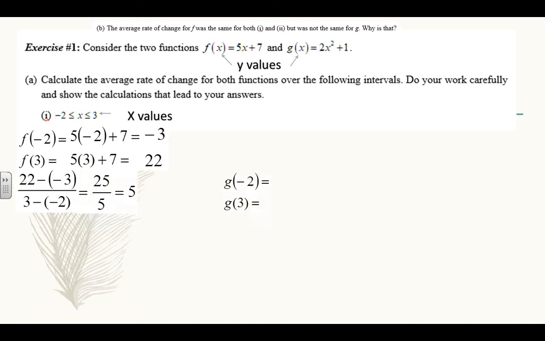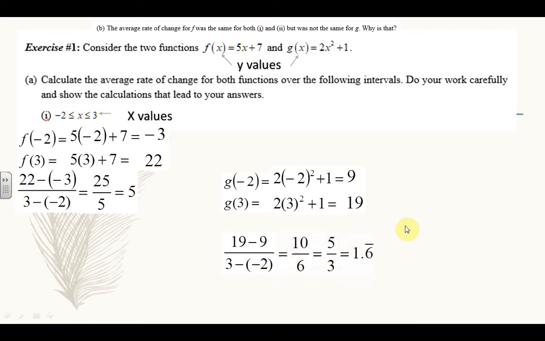Now, if you know it's linear, you can just use the slope. But if you didn't know that, the average rate of change will still get you that. Right. So now we're doing it for g of x. We're plugging in negative 2, and be careful to put it in parentheses when you're squaring it, remember. And then we get 19 minus 9 over 3 plus 2. So you end up getting 10 over 5.